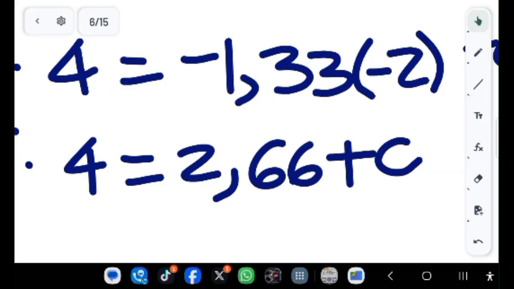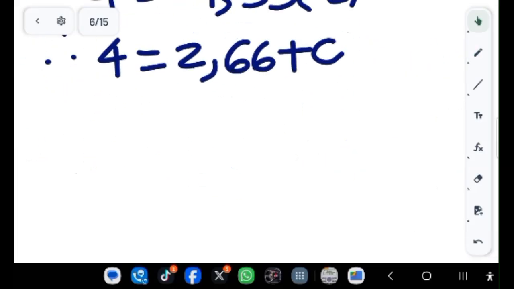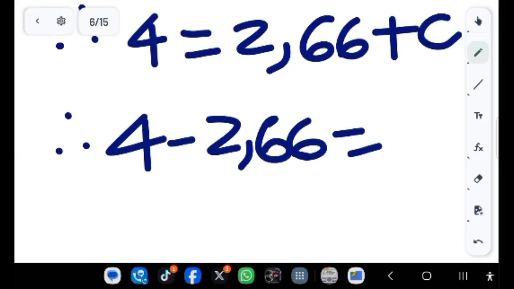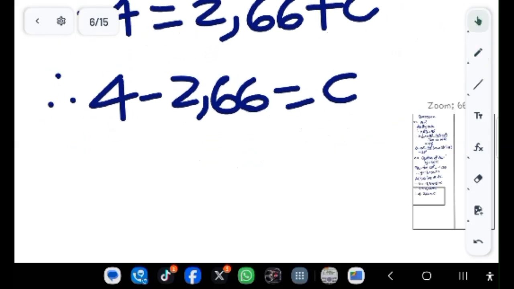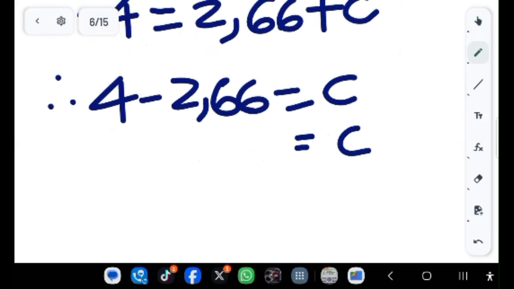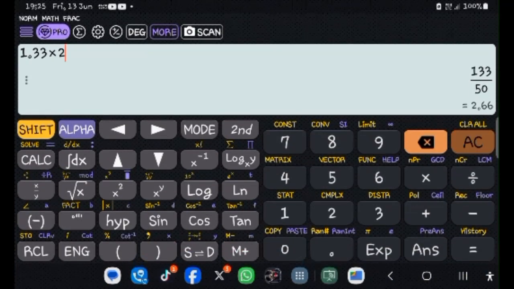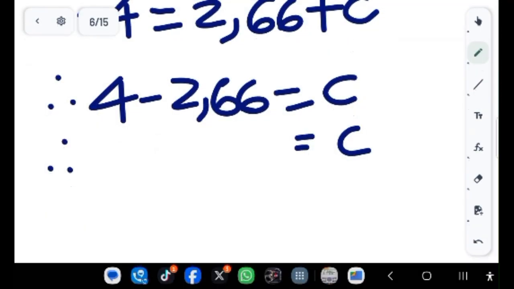So that is 2,66 plus c. Take this to the left hand side, so we can have c on its own: 4 minus 2,66. All right, take out a calculator, and 4 minus 2,66 is 1,34.